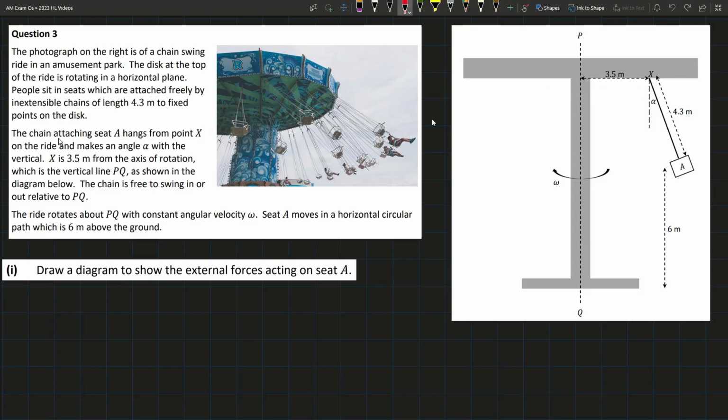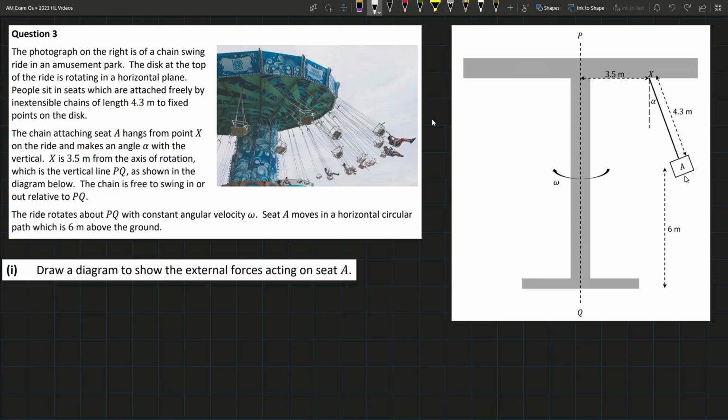We'll read through the rest first. So it hangs from point X on the ride and makes an angle alpha with the vertical. X is 3.5 meters from the axis of rotation, which is the vertical line PQ, and the chain is free to swing in or out relative to PQ. The ride rotates about PQ with a constant angular velocity omega. Seat A moves in a horizontal circular path which is 6 meters above the ground.